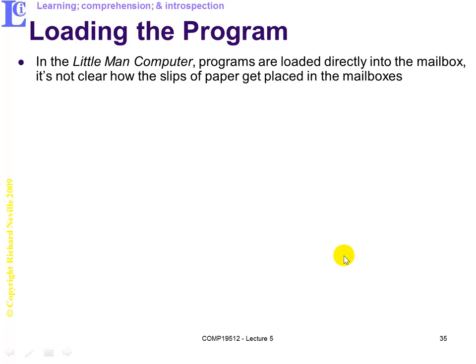Now, how do we load the program? How do we get the data into the mailbox? Well, we need to place these sequence of instructions in the right mailbox location. The first instruction needs to be placed in mailbox address 0. The second in mailbox address 01, and so on. So we need to place the slips of paper which perform the sequence of instructions in the right location in the little man computer.